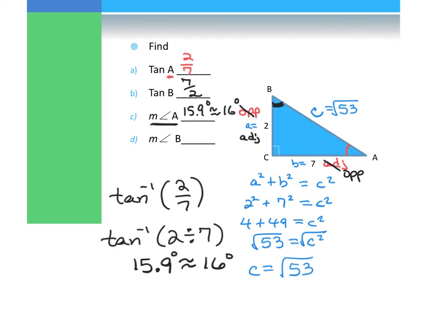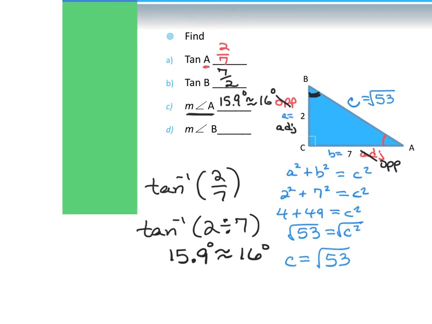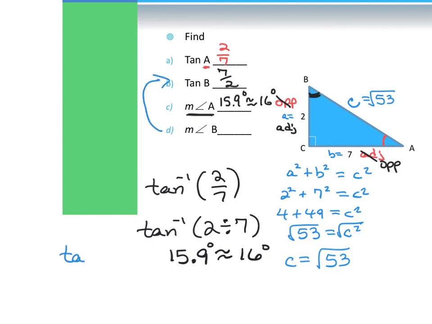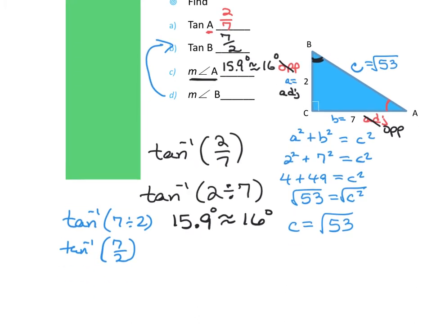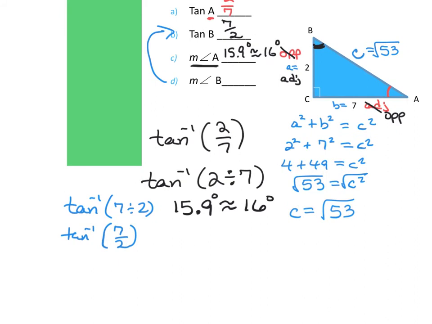To find angle B, we need to take the ratio that we wrote in part B and do the inverse tangent, -1, 7 divided by 2, or if your calculator allows it, enter it as a fraction. Once you hit enter, you're going to get 74.1. Rounded to the nearest degree is 74.